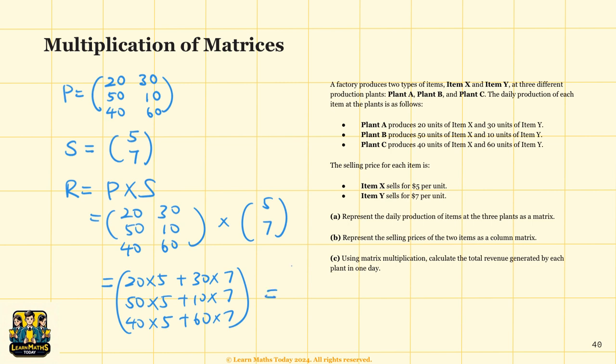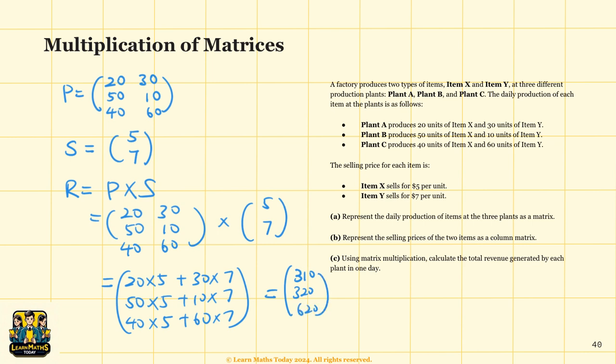And this will give you, the first row will be 100 plus 210, which is 310. Second one will be 250 plus 70, which is 320. And the third row will be 200 plus 420, which will give you 620.